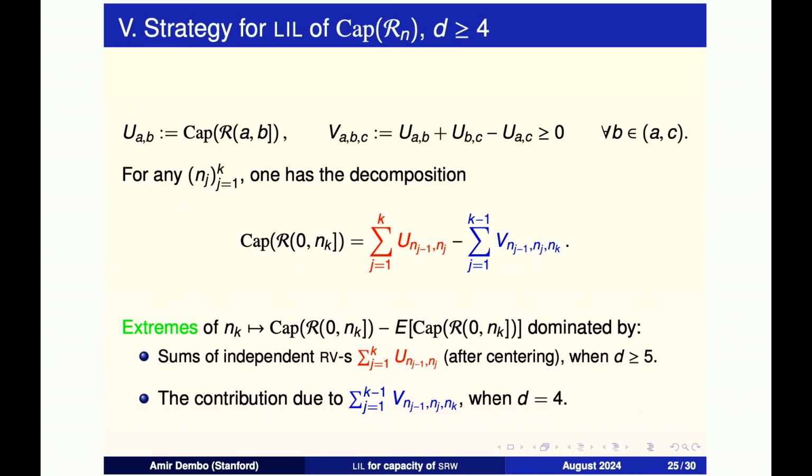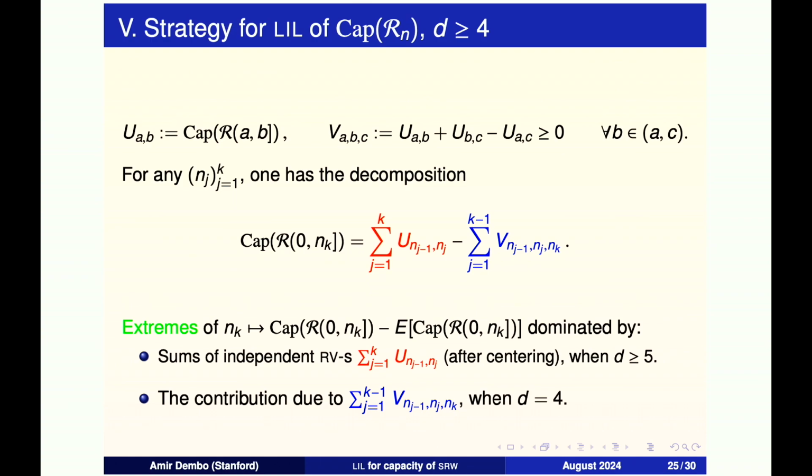But what you would like to do is to cancel this, and in dimension 5 or more, this is exactly what happens. This becomes negligible, and your walk is very nice because you have a sum of independent variables. Of course, for the capacity, we need to subtract. You need to center them, right? We need to subtract the mean, but we can subtract the mean of each one. So that's why in dimension 5 or more, the walk is relatively easy.